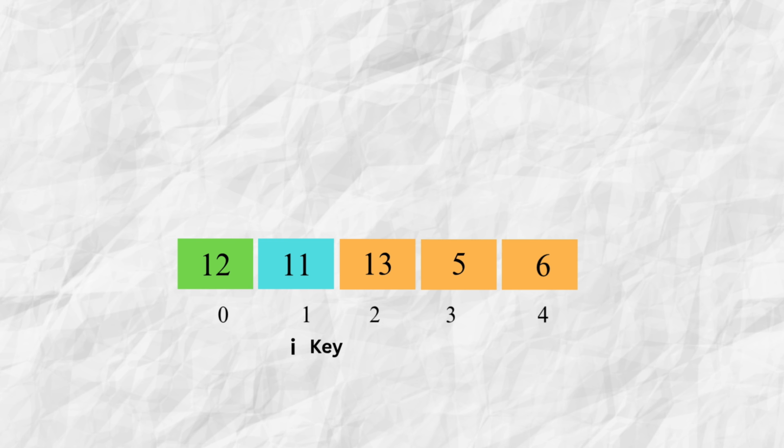J points to index 0. Compare 12 with 11. 12 is greater than 11. So shift 12 one position to the right. Now insert 11 into the correct position.